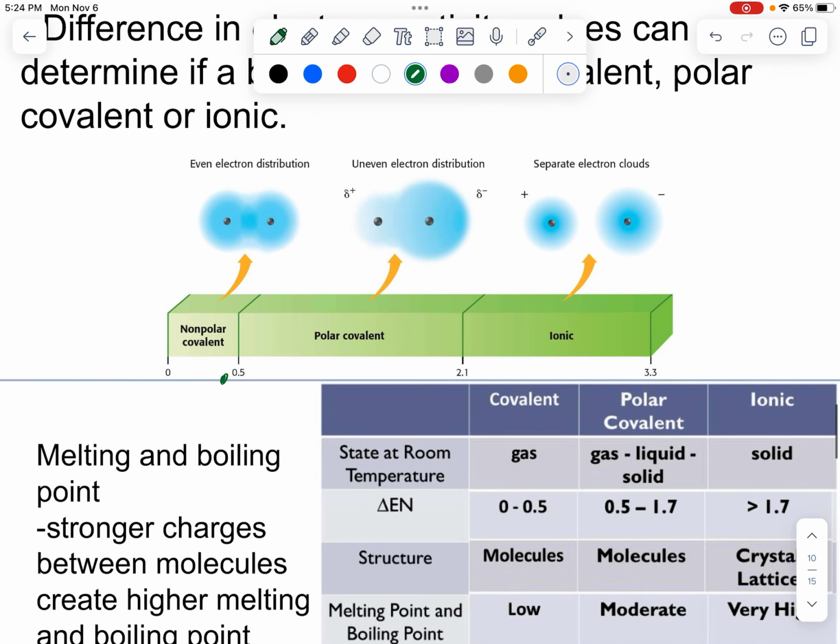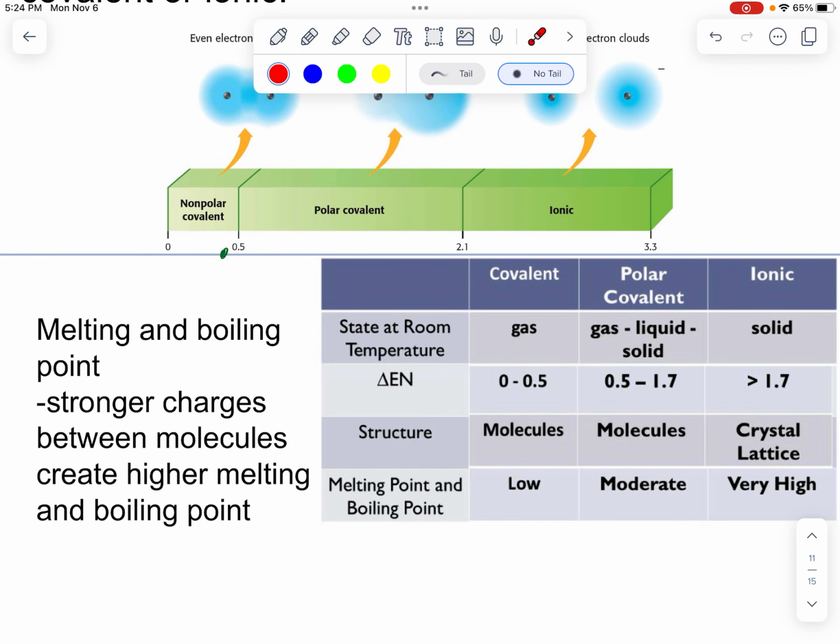If we look here, what do these electronegativity differences in covalent tell us? Well, our nonpolar, right, small difference in electronegativity. So these are our nonpolar molecules, right? So that's our gases like O2 and N2 or our CH bonds. Those tend to be gases at room temperature, okay? They tend to have low melting and boiling points, right? Because they're not attracted to each other. They don't have these strong attractions from those charges.